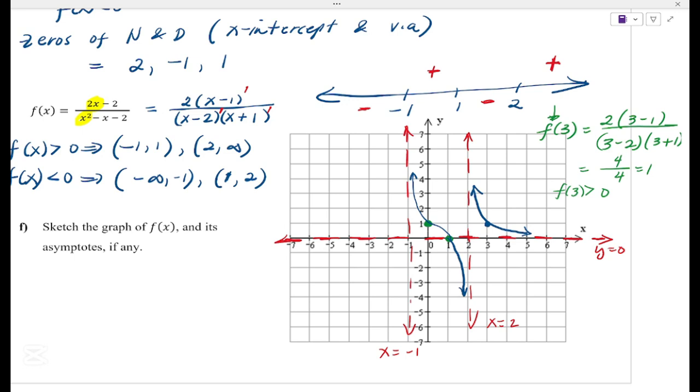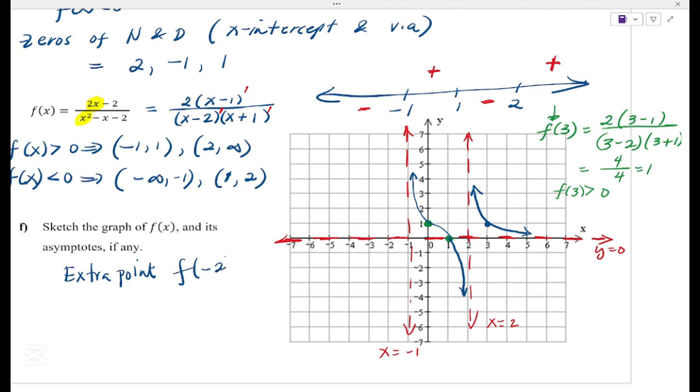And then the last interval is from -infinity to -1. It should be below. From -infinity to -1, it should be below. So the graph must be here. Since there's no point here, maybe we can try to have an extra point. So let's try an extra point, like an extra point here at x = -2.